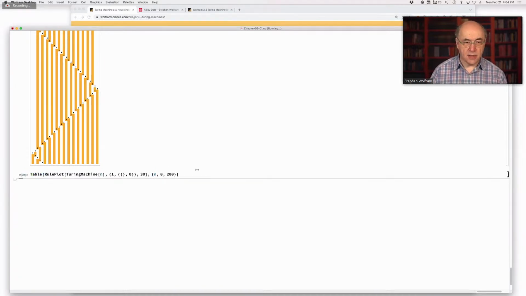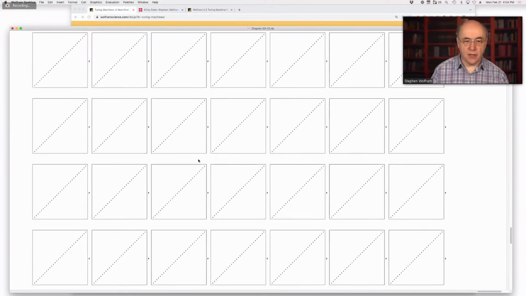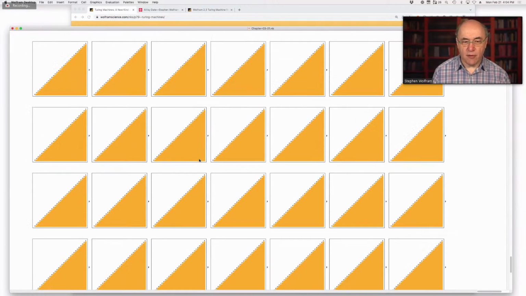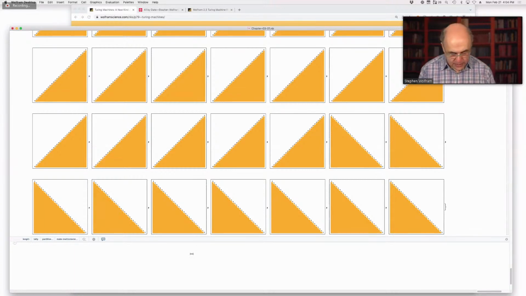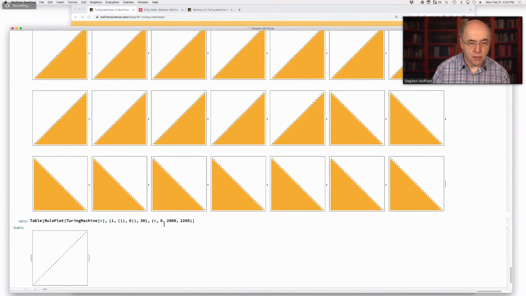I think it's taking longer than it might have done because there's a lot of fiddly things to be filled in. Oh my gosh, those are boring Turing machines. Look at that. Okay, we're finally getting something to happen here. Boring. Okay, let's look at the Turing machines in a slightly larger range, say between 2,000 and 2,200, for example. So those are Turing machines.